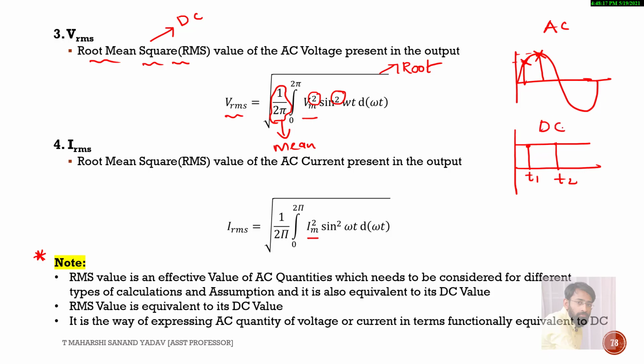So I have told you the main difference, why we are going for RMS, why not AC directly. Because if you go for AC directly, for different instances of time we'll get different values. That's the main problem. That's why I am calculating RMS value instead of going directly with AC, and this RMS value is almost equivalent to DC value. RMS value is a way of expressing an AC quantity of voltage or current in terms of equivalent DC. So you need to remember these two points: why we are going for root mean square value, and why not directly AC.